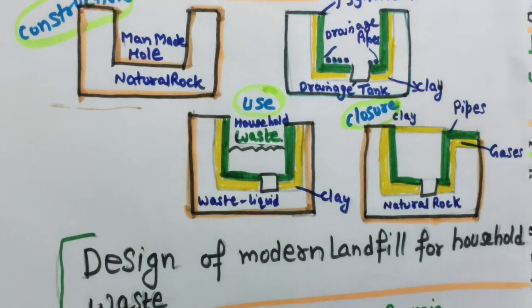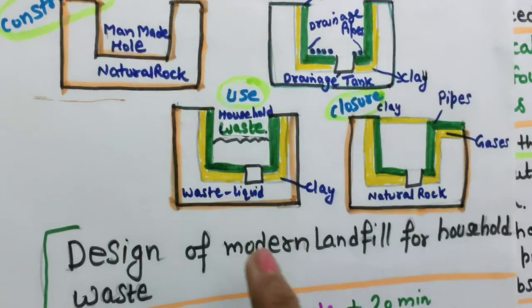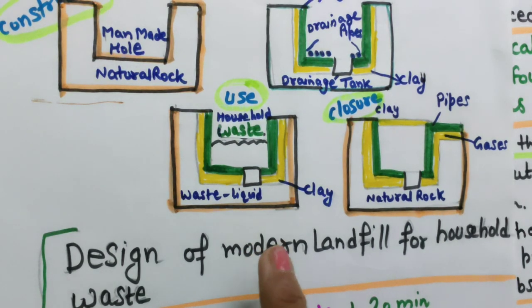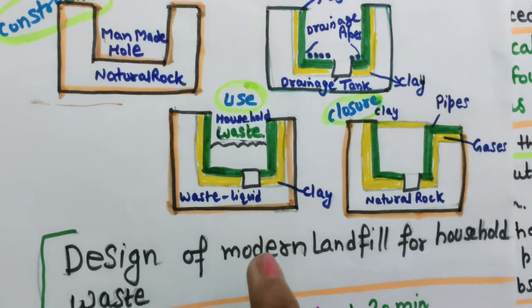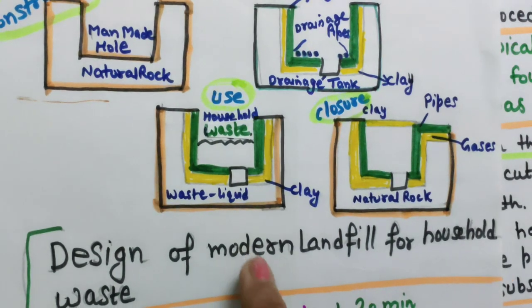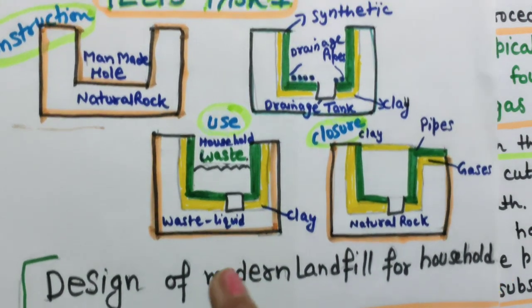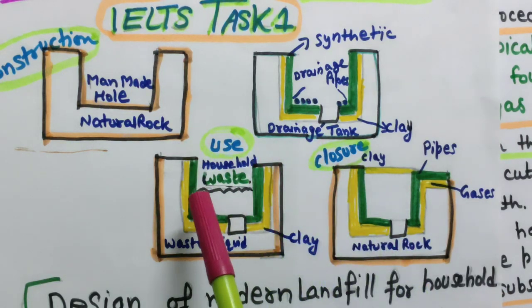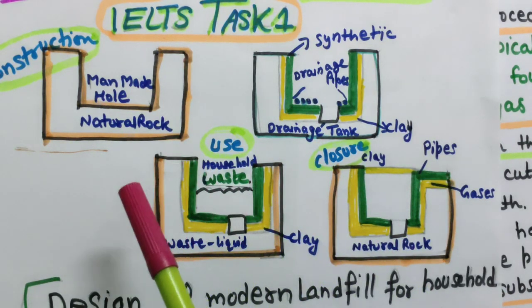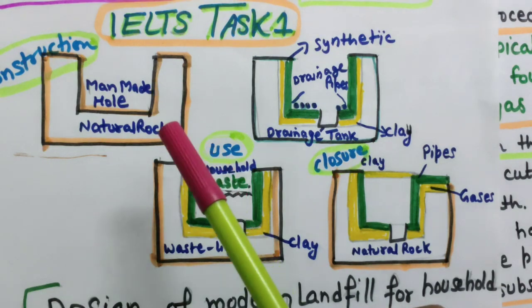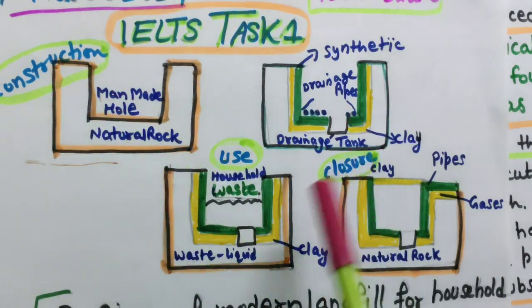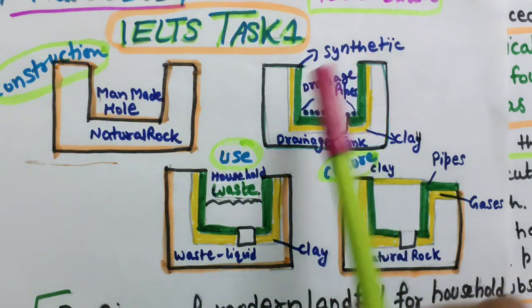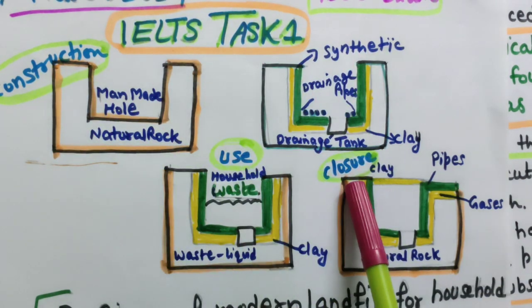So what is the planning for these questions? Always read the title of the diagram, whether it is a pie chart, line graph, bar graph or maps. Now look at the numbers 1, 2, 3. It means there are diagrams, not just one diagram. This is plural. Then read the headings of all these boxes: construction is given, synthetic something is given, and use and closure are given.